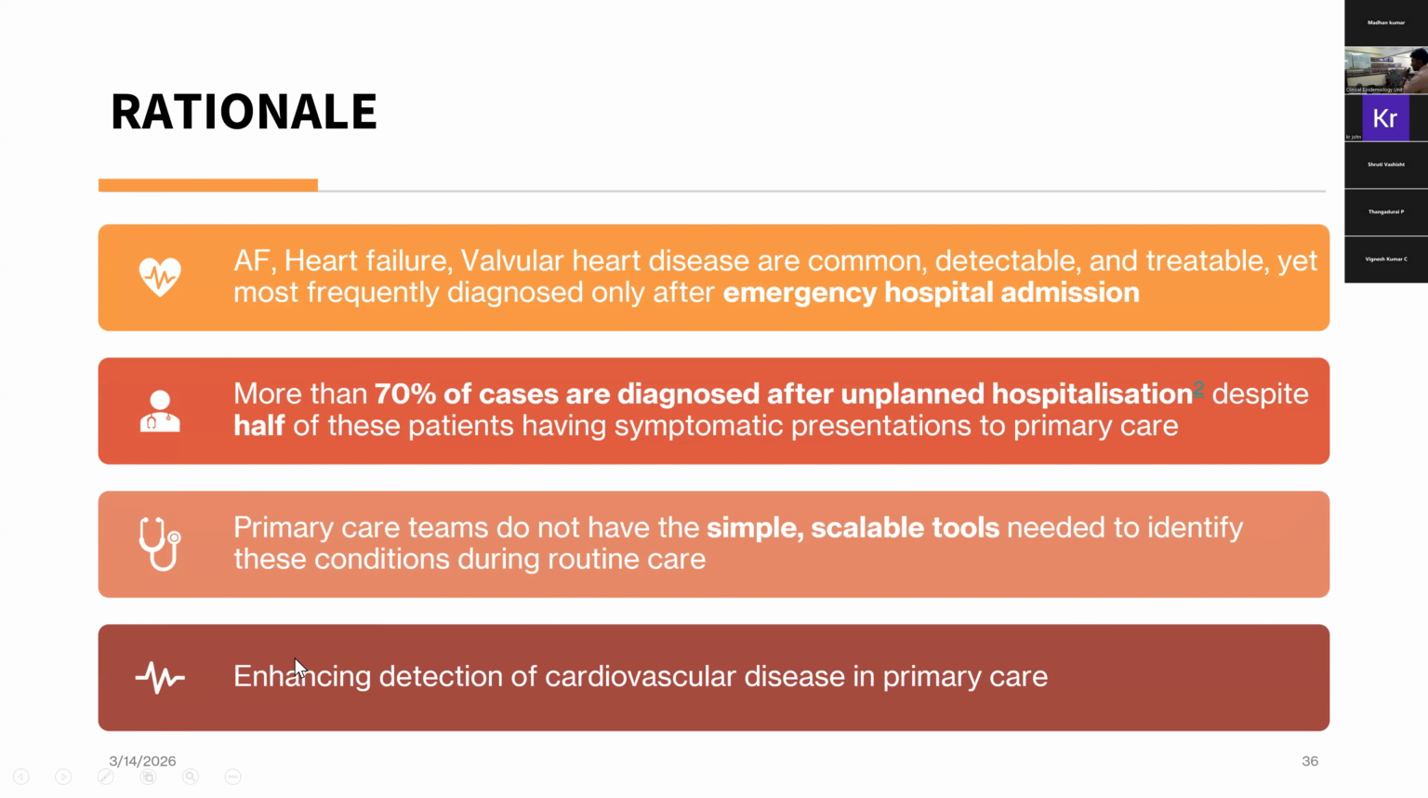The rationale behind the study is that atrial fibrillation, heart failure, and valvular heart disease are all common, detectable, and treatable conditions which are usually diagnosed only after a patient presents to the emergency department in failure. And many times they have found that at least half of these patients have been symptomatic and have presented to primary care before they have presented to the emergency department, where a possible diagnosis could have been missed. So this trial aimed to find out whether this AI-based stethoscope can improve the detection rates of heart failure in primary care practice.